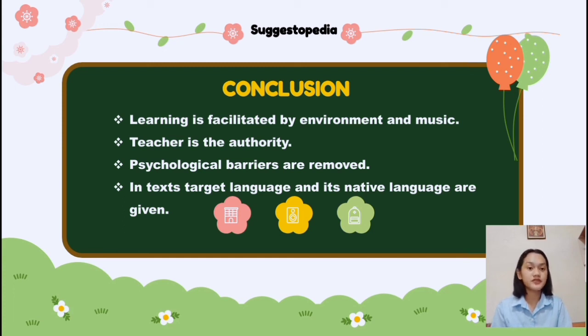Psychological barriers are removed. It is also claimed to act by lowering a learner's affective filter, or in other words, by removing distractions or negative feelings which may inhibit language learning. And in the text, the target language and its native language are given.